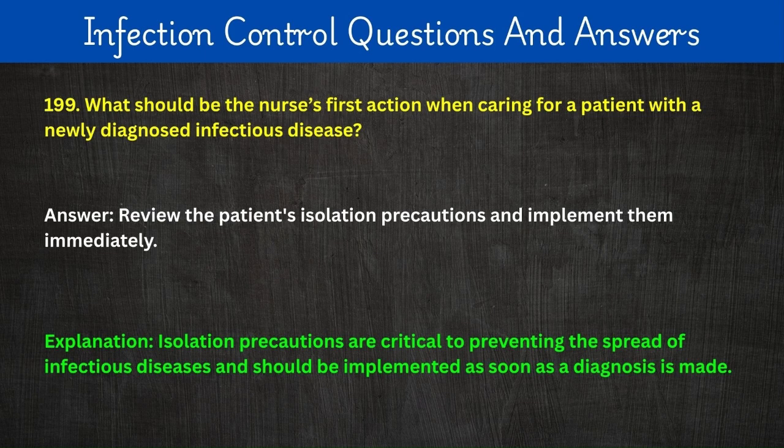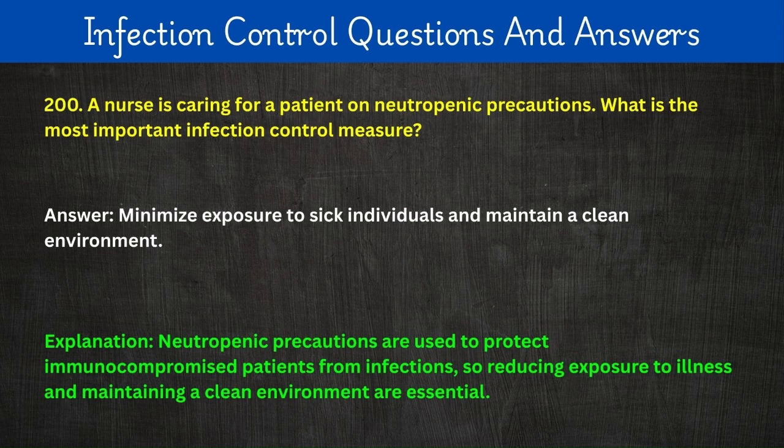Answer: review the patient's isolation precautions and implement them immediately. Explanation: isolation precautions are critical to preventing the spread of infectious diseases and should be implemented as soon as a diagnosis is made. 200. A nurse is caring for a patient on neutropenic precautions. What is the most important infection control measure?